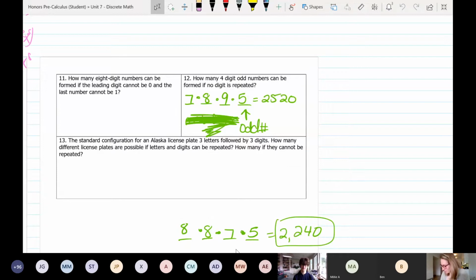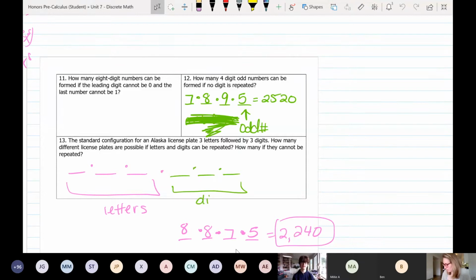Okay, license plates. Usually I'm pretty good at those ones. So the standard configuration for an Alaskan license plate is 3 letters followed by 3 digits. I would start by doing this: 1, 2, 3, these have to be letters, followed by 1, 2, 3 digits, so these have to be digits. How many different license plates are possible if letters and digits can be repeated? We'll do that first part, and then the second part says cannot be repeated.